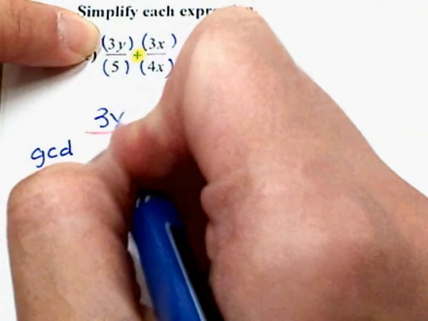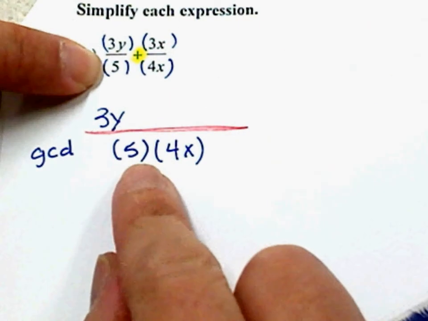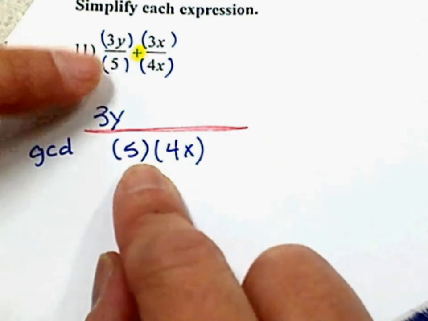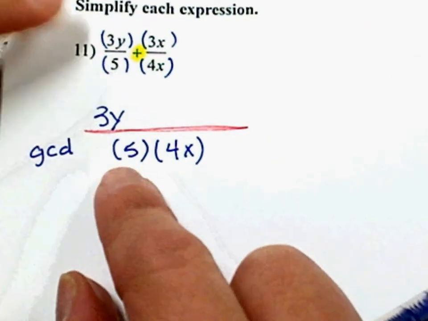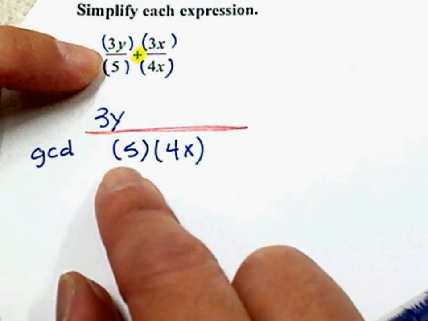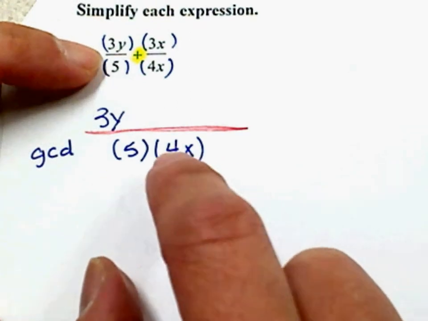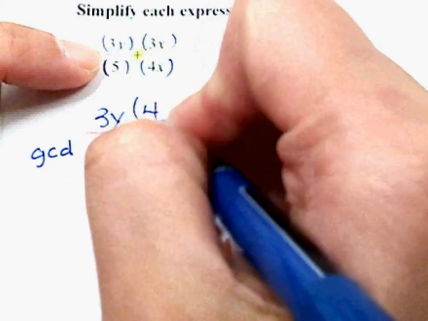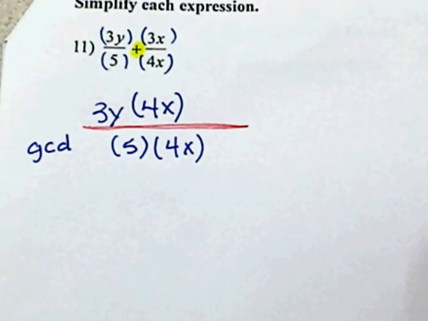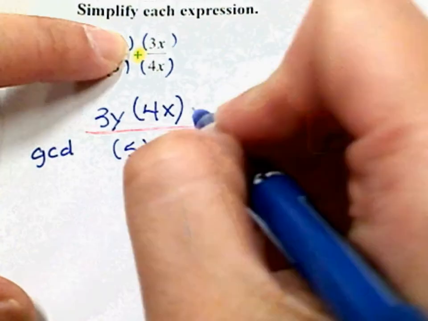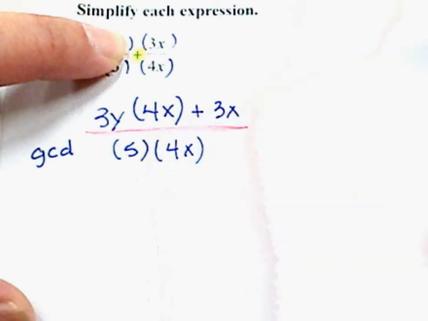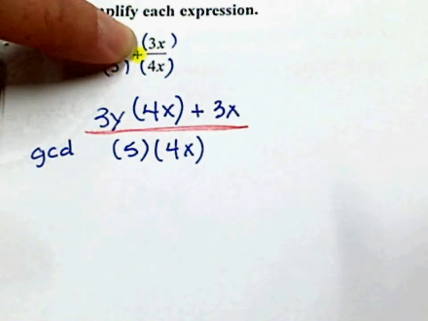3y, write that. Compare your two right here. You got a 5 and a 5. What is missing in my original that is part of my GCD? 4x. So I'm going to multiply it times 4x. Okay? Plus 3x. Go ahead and write this second one here.